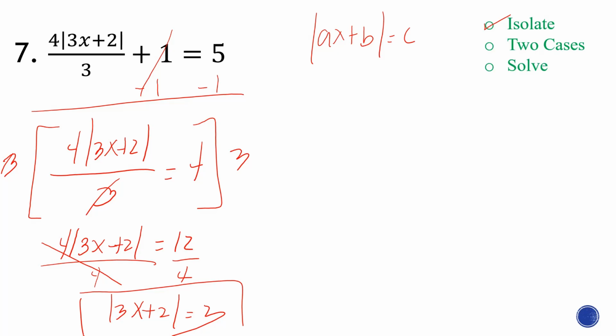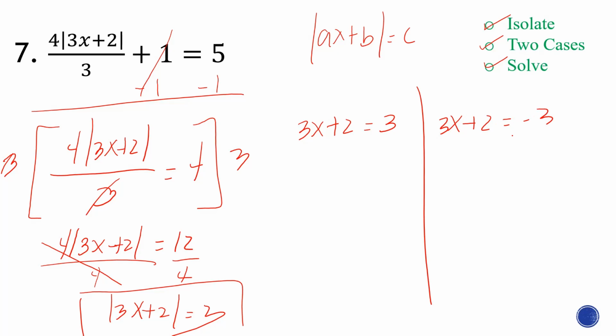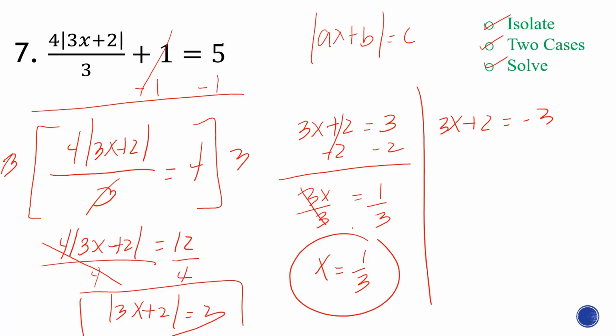Okay, so now we can have two cases and then solve. So the two cases will be 3x plus 2 equals 3, and 3x plus 2 equals -3. So subtract 2 on both sides. This will be 1. Okay. 3 plus -2 is +1. They have different signs, so you will subtract them. So x equals 1/3.